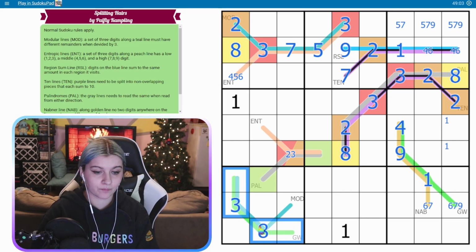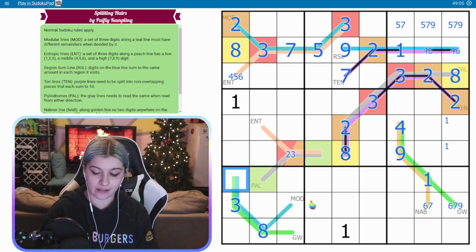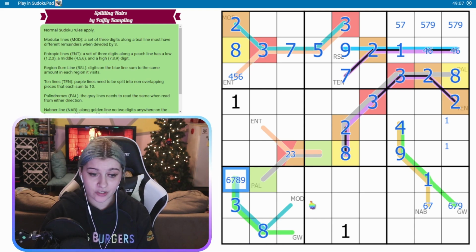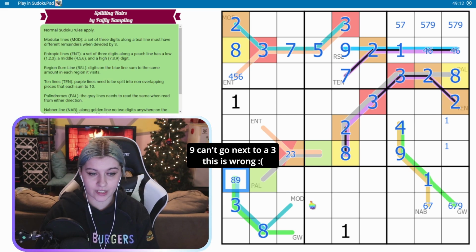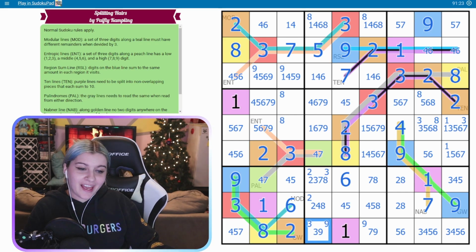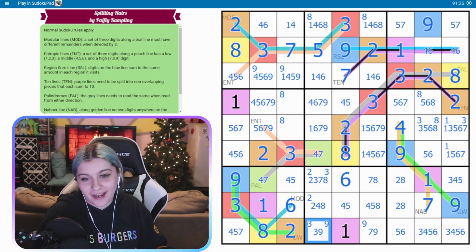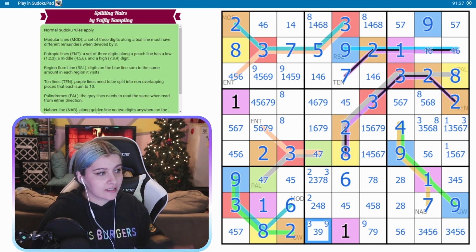German Whisper. This is an 8, this is a 3. This needs to be a high number, a 6, 7, 8, 9. Actually, for German Whisper, if it's a 3, it needs to be an 8 or a 9, which can't be an 8, so it needs to be a 9. I broke it. I penciled every single cell. This is wrong. Don't do this.